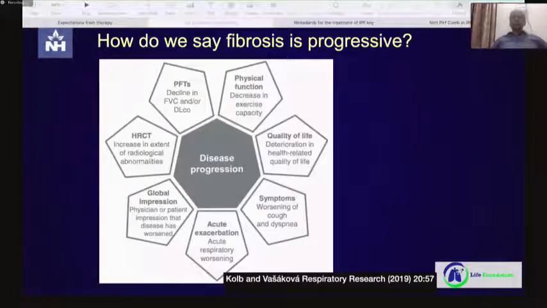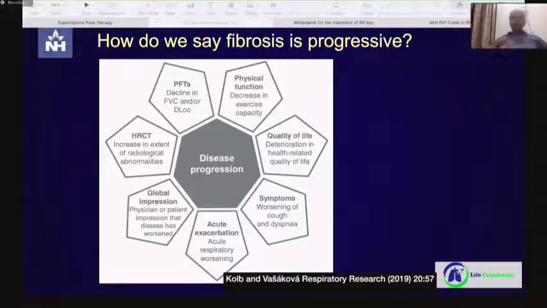How do we know that a fibrotic condition is progressive? So we can look at the person's symptoms. Do they have worsening cough and dyspnea? What's happening to their quality of life? Are they having a general deterioration in the health-related quality of life? Are they specifically having a decrease in their exercise capacity? Are there more objective measures like the lung functions declining? The FVC comes down by at least 10% or the DLCO comes down.